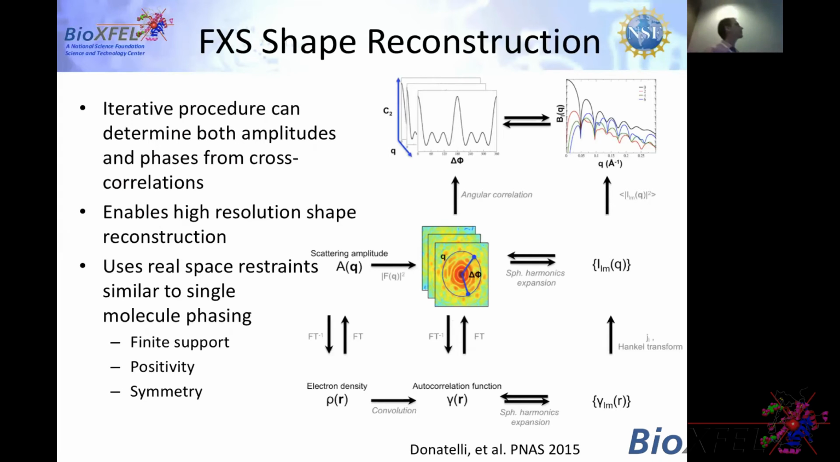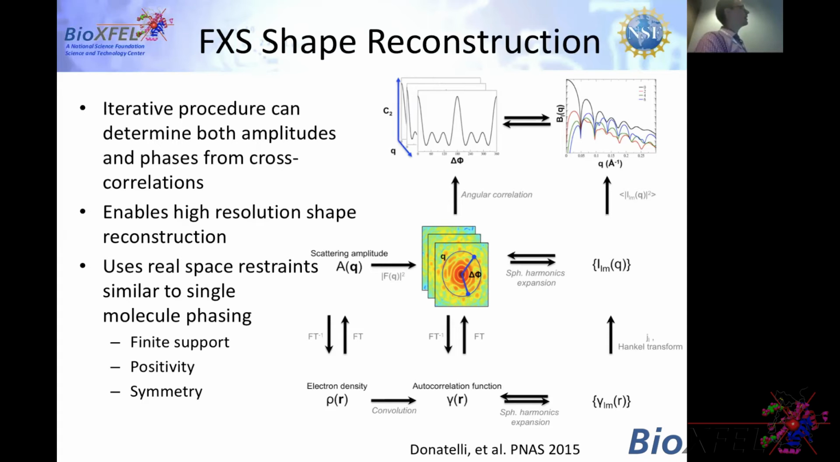Okay, so there are several different mechanisms for reconstructing shapes and three-dimensional information from these fluctuation X-ray scattering profiles. But essentially, they all use spherical harmonics. It's actually quite complicated math, for me at least.